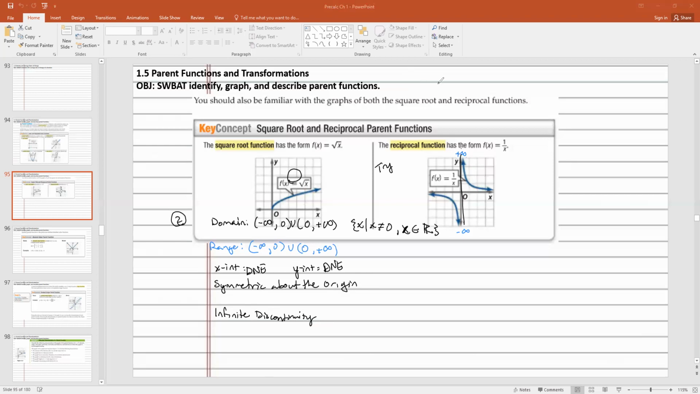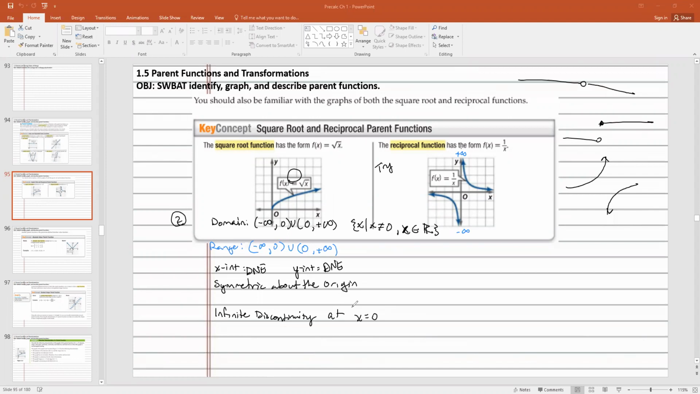All right. Remember, we have 3 different kinds: the hole, the jump, and the infinite discontinuity. So those are the 3 different kinds. So, infinite discontinuity at x equals 0.